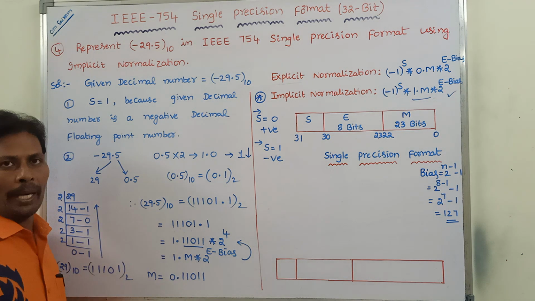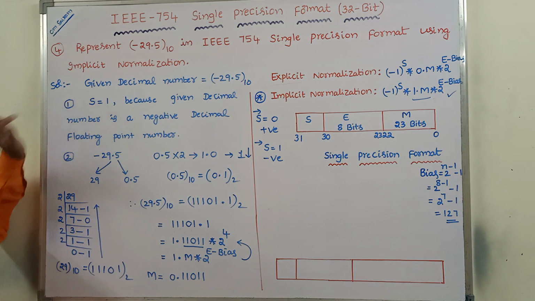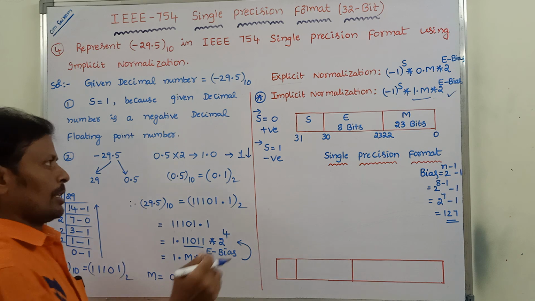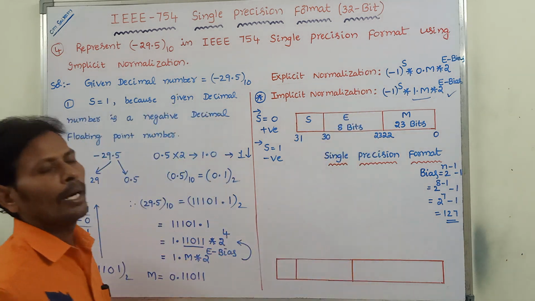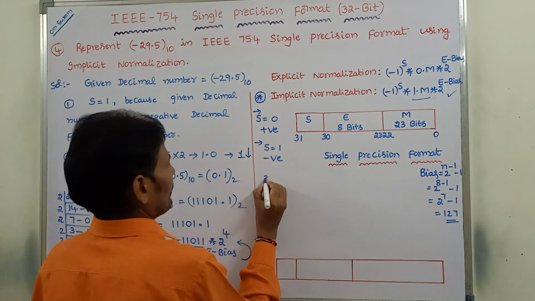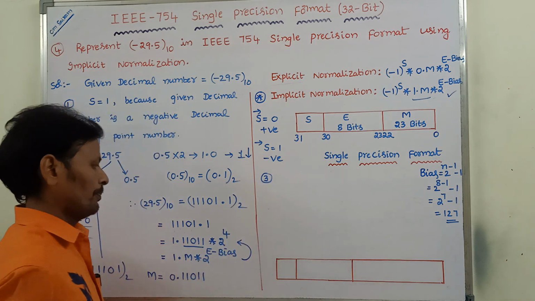0.11011. This is the mantissa. We already know the S value. We already know the mantissa value. Next, we have to find out the E value. Third one, E value.